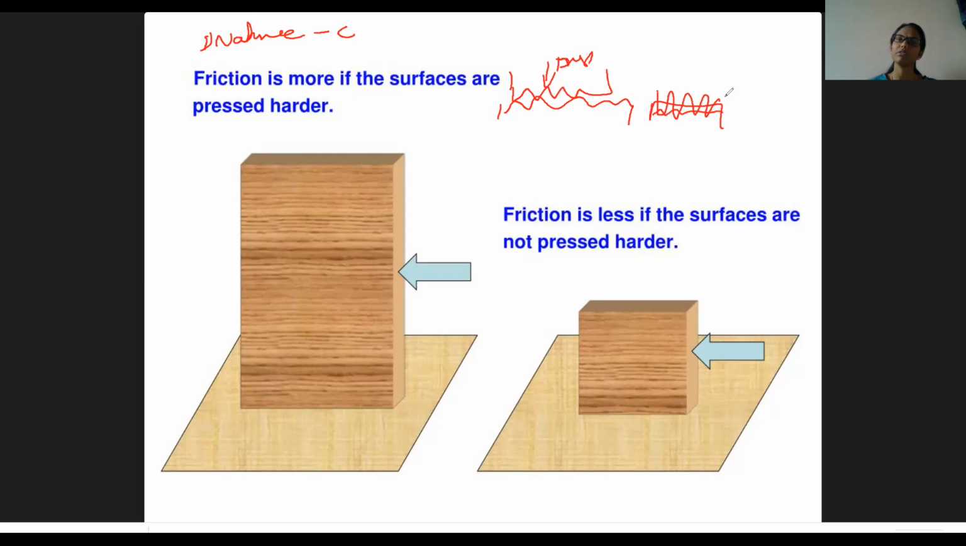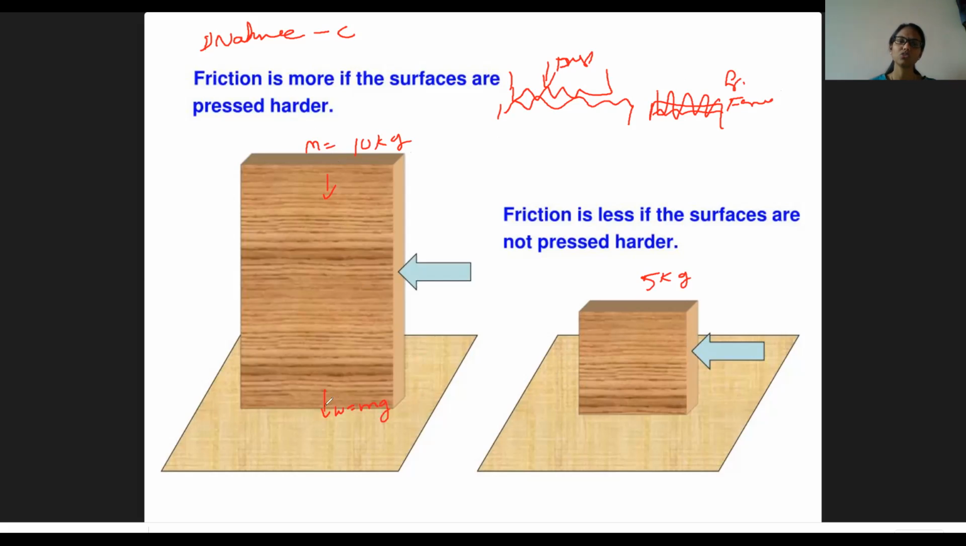To overcome these interlockings from deeper, we need to apply more force. That means friction will be more when they are pressed deeper inside. Or else imagine you take a small box of 10 kg, and here only 5 kg. You can observe that on both, the contact surface is the same, but the mass is more here. If it is more mass, definitely the downward force acting on this, that is the weight of this body, will be more.